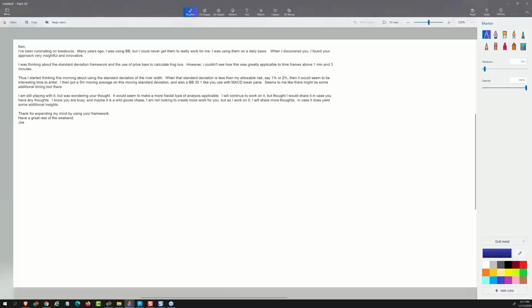So he's a pretty experienced trader. He's been using Bollinger Bands, could never really get them to work, using them on daily charts. He's been thinking about the standard deviation framework and the use of price bars to calculate the frog box, and I couldn't see how this was applicable to time frames above 1 and 3 minutes.